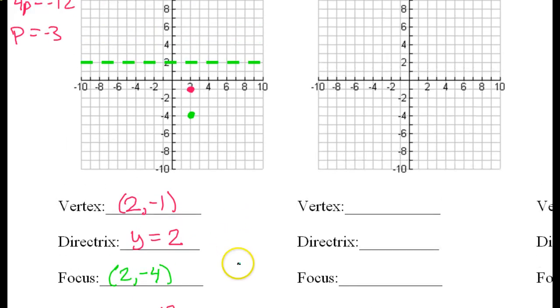The focal width means the width of the parabola at the focus. So if this is the focus, it's got to have a total width of 12. That means it's got to be 6 to the left and 6 to the right from here. So 6 to the right will be over here at 8, and 6 to the left will be over here at -4. That gives me 3 points with which to graph my parabola. So I can go ahead and draw the parabola now pretty well, and it's going to look like this.